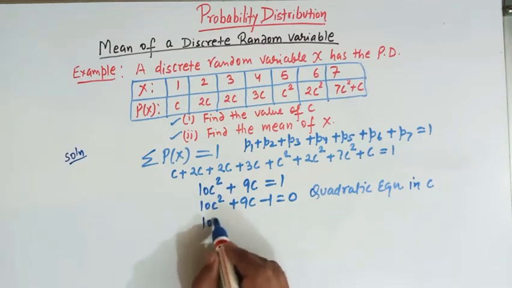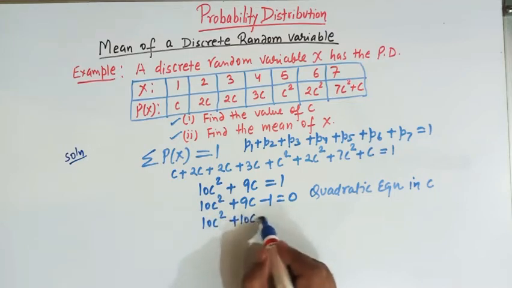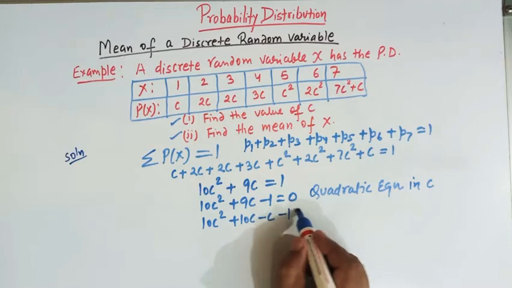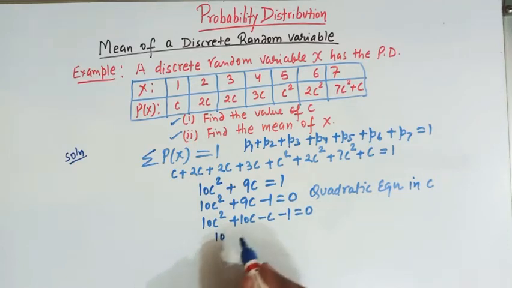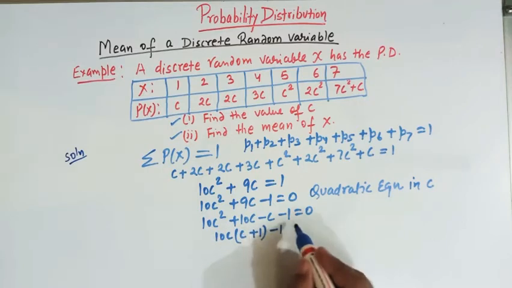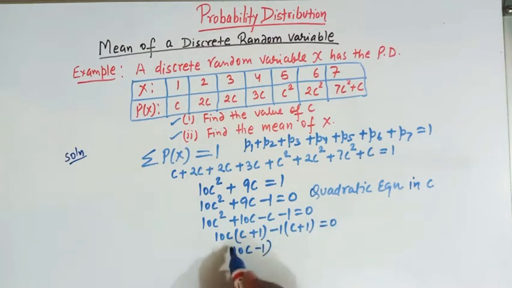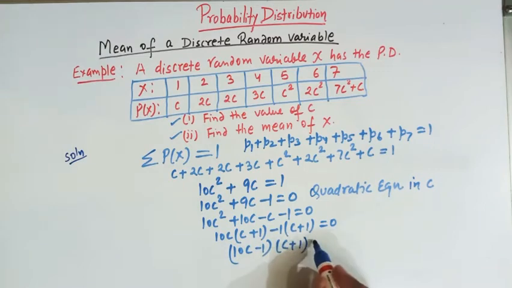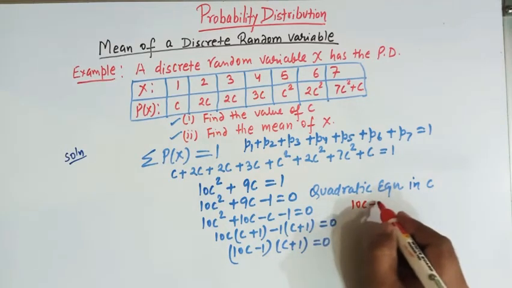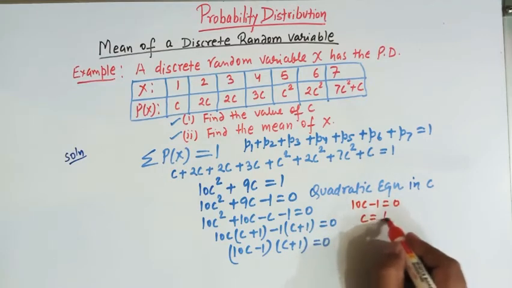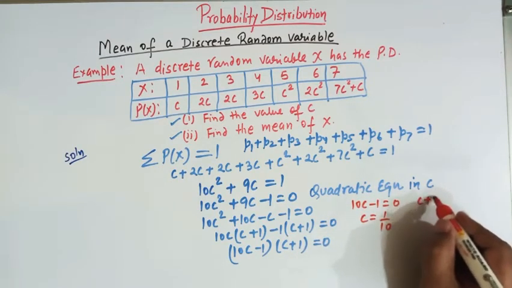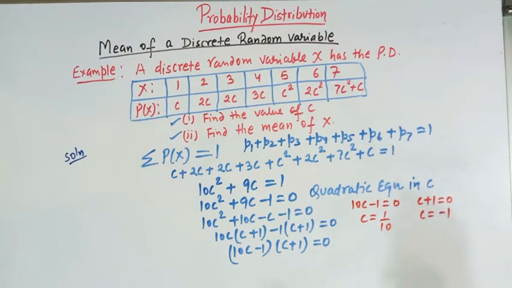So we can write it as 10c square plus 10c minus c minus 1, that is equal to 0. So we can factorize it. 10c, here we have c plus 1, then we have minus 1 times c plus 1 equal to 0. So 10c minus 1 and c plus 1 is equal to 0, right? Now we have here two factors, and the first one gives 10c minus 1 is 0, so c is equal to 1 over 10, and c plus 1 equal to 0 gives c equal to minus 1.